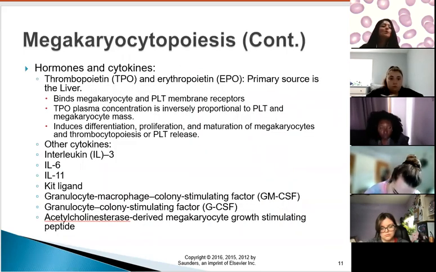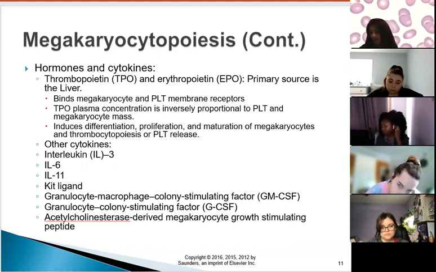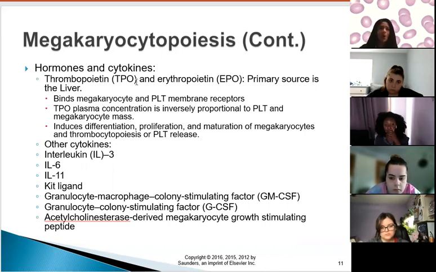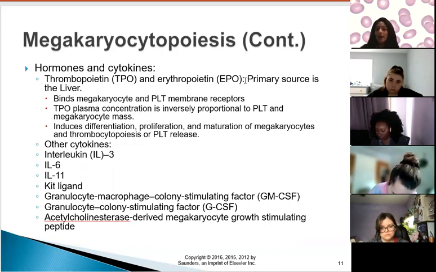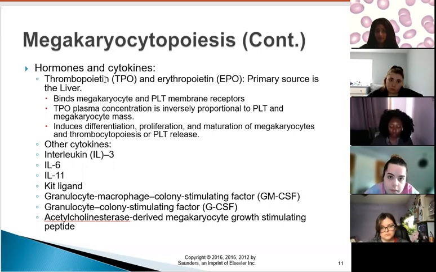Okay, moving on. So as I said before, in order for megakaryopoiesis to happen, we need a lot of help, okay? We need lots of hormones and cytokines to help us. TPO is one of the main hormones that need to be present and intact in order for megakaryopoiesis to happen. TPO is thrombopoietin and erythropoietin is EPO, okay? We also need EPO for this to happen. The primary source for these two, thrombopoietin and erythropoietin, is the liver, okay?